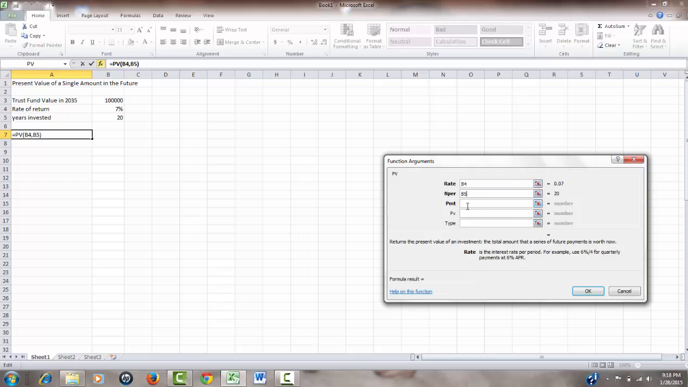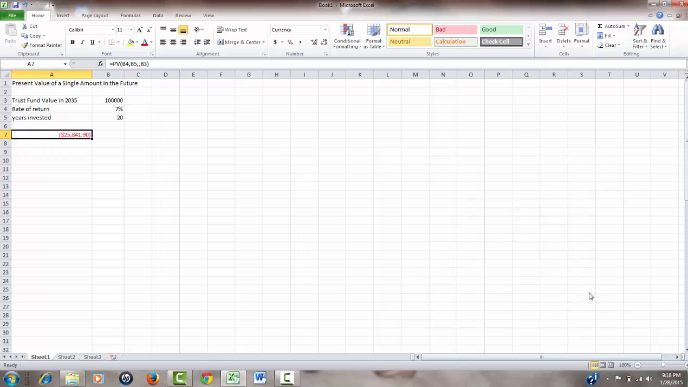I'm not going to have a payment because this is a one-time thing. I'm going to have a future value of $100,000. So I'm going to click on that field and bring that in. Now what you see here then is the rate is cell B4, the NPER is cell B5, and my future value is B3. So this tells me if I click OK, my value is $25,841.90.